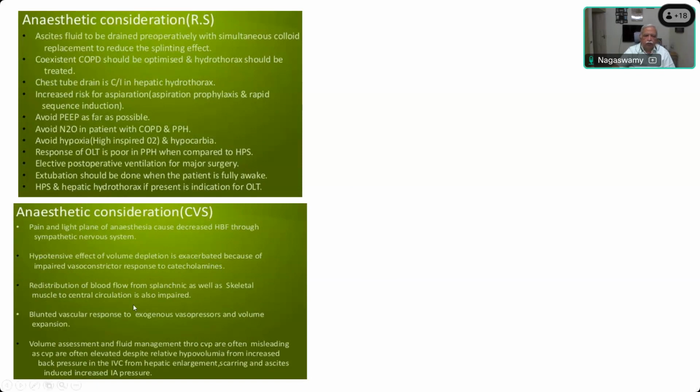And reduction in blood flow from the splanchnic as well as skeletal muscle should be avoided. Blunted vascular response to exogenous vasopressors may be there in liver failure patients, so they may not respond to your vasopressors as a normal patient would. And the volume expansion has to be done very judiciously. You can overhydrate or you can dehydrate them. So as you rightly said, goal-directed fluid therapy will be the best way to maintain normal volume.